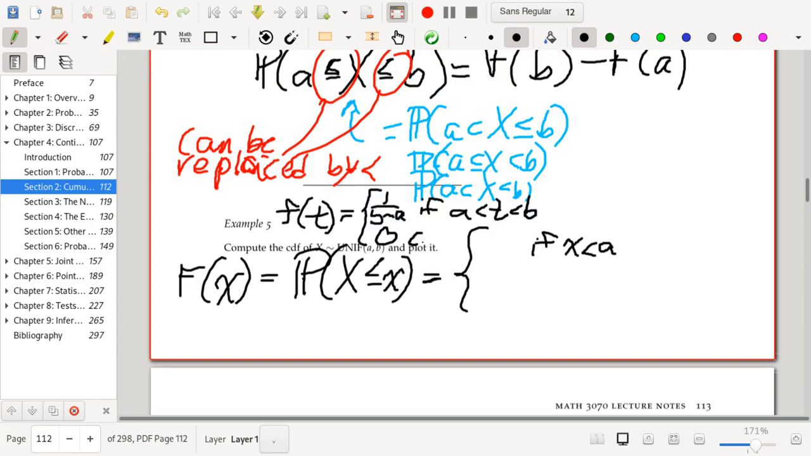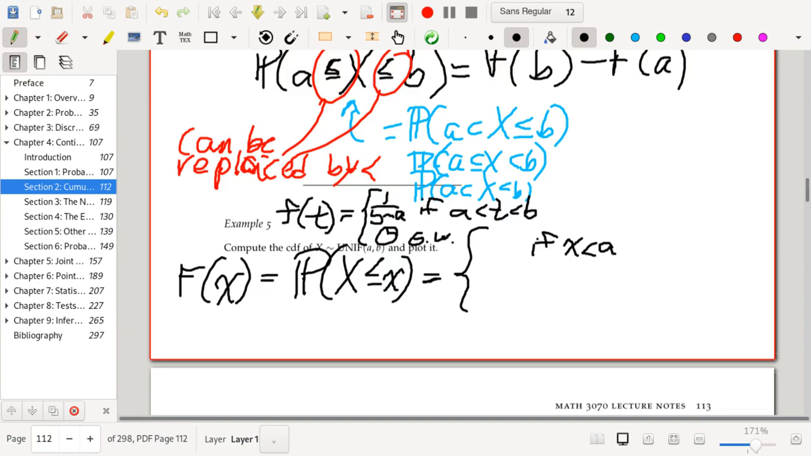And 0 otherwise. What we're doing is we're checking at the boundaries of the PDF, because the PDF is a jump function. So we're looking at where jumps in the jump function happen. That allows us to go to this new, basically piecewise function.